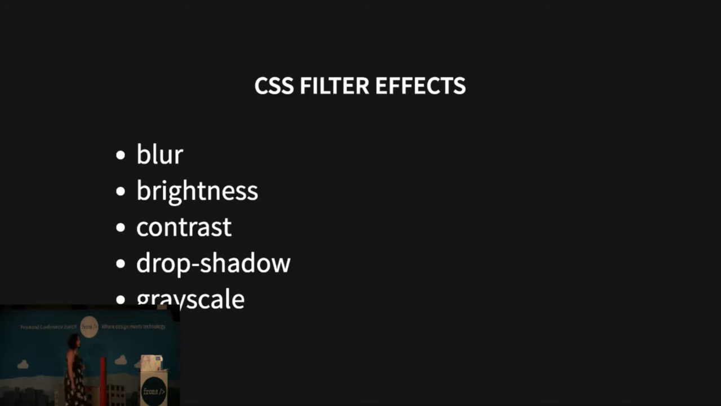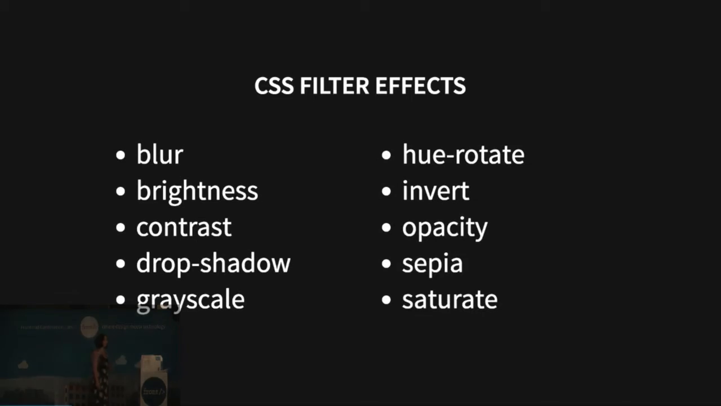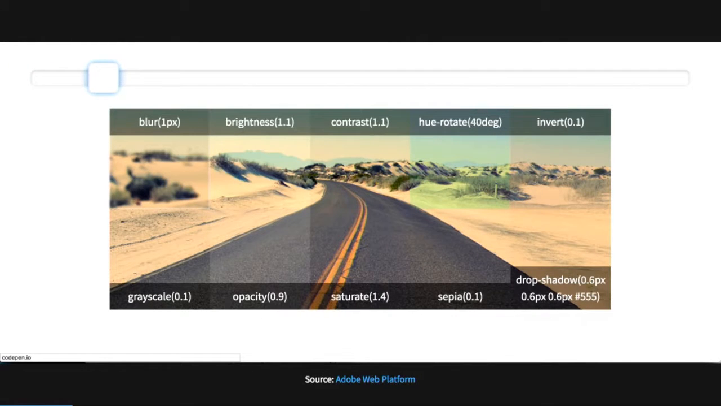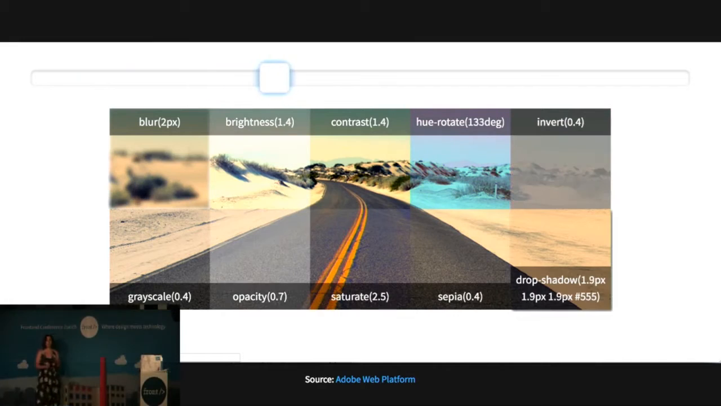So here they are. I'm not going to read them all out. But the cool thing about filters is you can apply them on top of each other and blend them together in a list. So you can use all 10 of these if you want on a single element, or any of them individually. And they look like this. They take a few different input types. So blur takes pixel values.